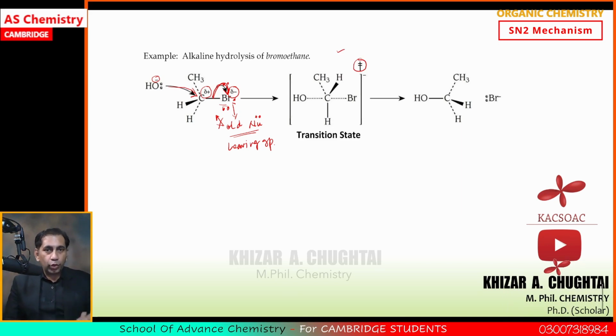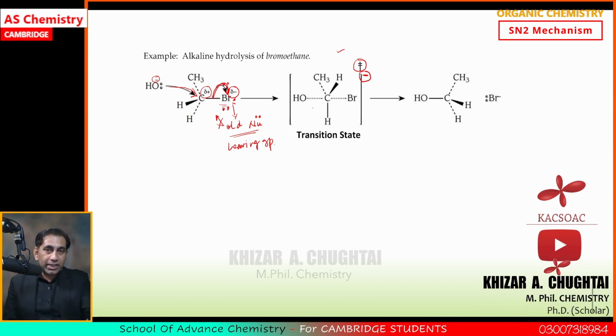Noticeably, you will write a negative charge here. This is called the transition state. It is not known as an intermediate. Why is it called a transition state and not an intermediate? Because it is a very short-lived species. It just shows the transition state for the formation of the final compound, and it forms immediately before the formation of the final compound.